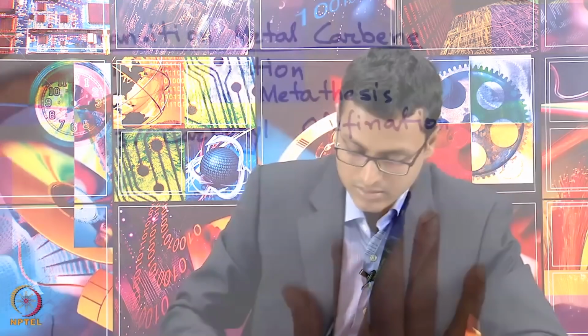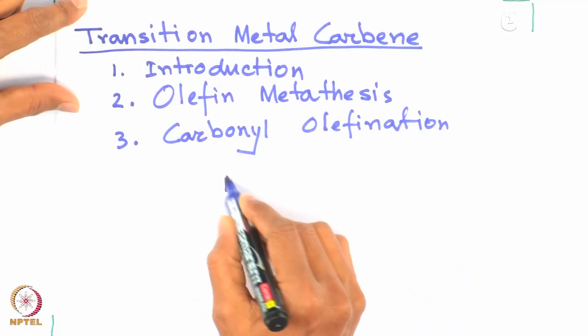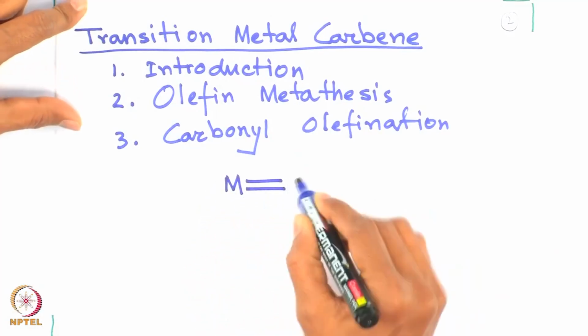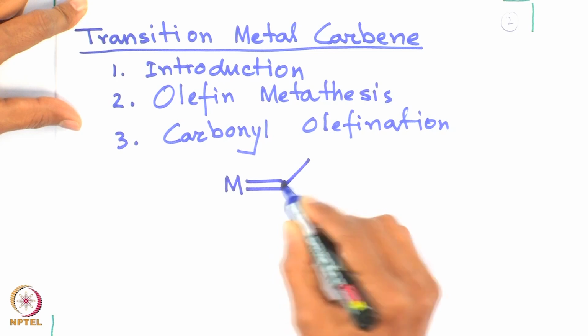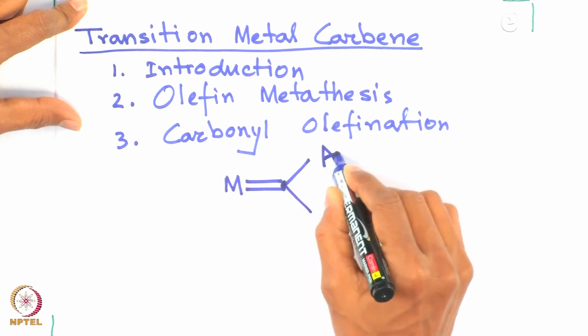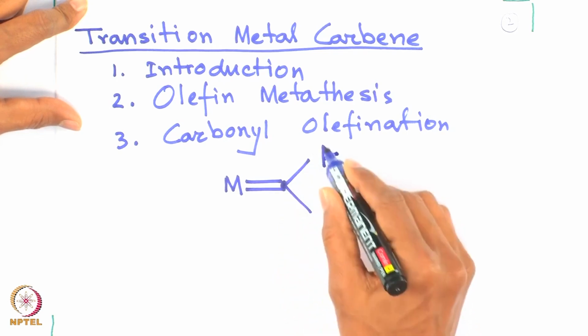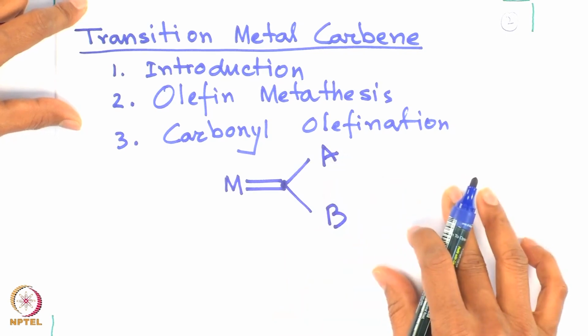Today we will discuss the transition metal carbenes, how they are synthesized, how their names appeared, and also their reactivity pattern. Let us look at the transition metal carbene. What are those actually? Transition metal carbenes are the ones where the metal is doubly coordinated with a carbon center, and the carbon center is attached with A and B, two different atoms.